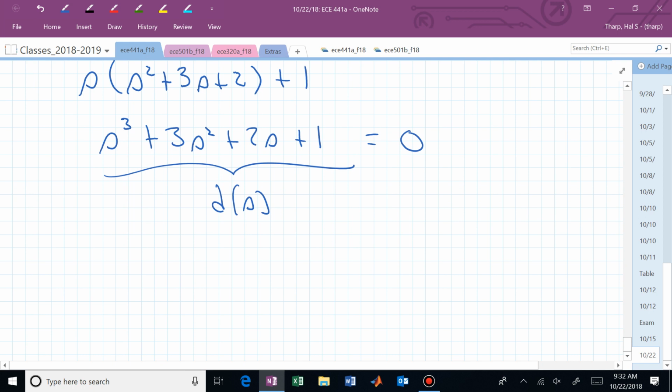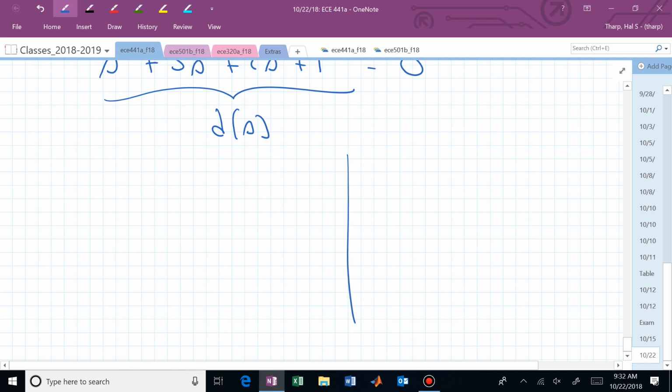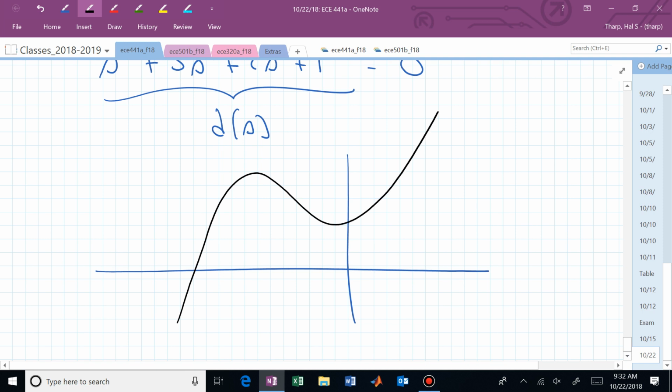Or you could now sketch that curve and see, does it cross 0 for real values of s? And in fact, this one does not. This is a cubic, but if you sketched this, you would see that it does something like that. And so it only crosses 0 if this is now s and this is d of s. It crosses 0 only at one point, which is actually minus 2.3, and then it doesn't cross again.